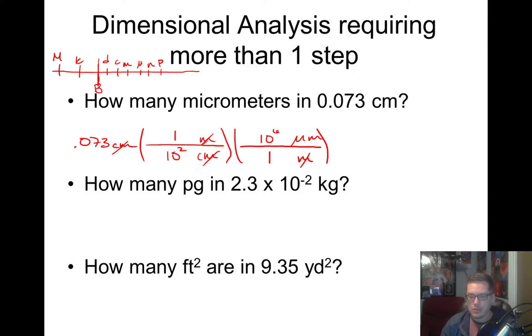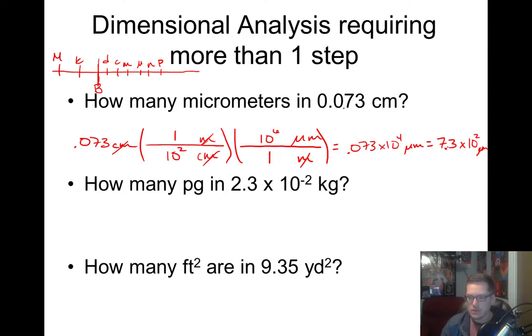So it would be 0.073 divided by 100 times a million. 10 to the 6 divided by 10 squared would be 10 to the 4th, so it would be 0.073 times 10 to the 4th micrometers. But that's not in scientific notation, so it's not quite good enough. It becomes 7.3 times 10 squared micrometers.